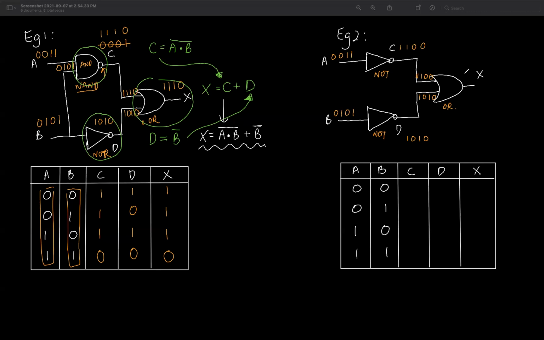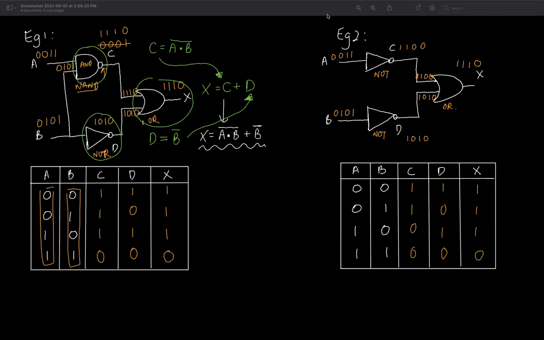Now we do the OR gate for the X. 1 and 1 is 1, 1 and 0 is 1, the third digit, 0 and 1 is 1, and 0 and 0 is 0. 1110 is my outcome. So for C, I just copy down 1100, D is 1010, and X is 1110. Okay, finished my truth table.